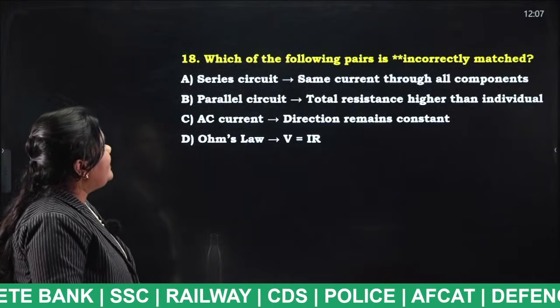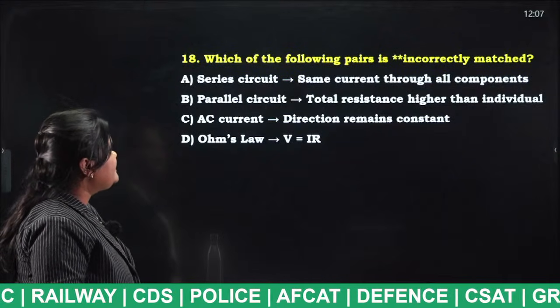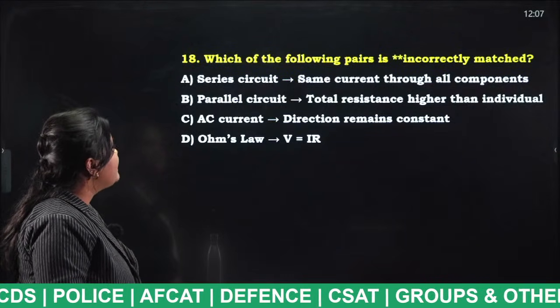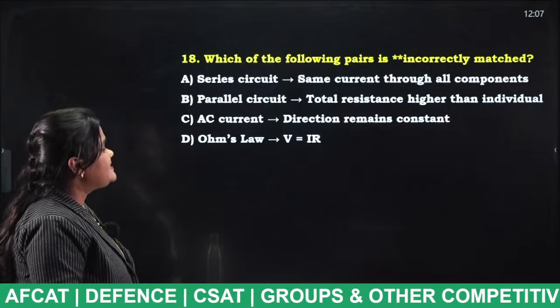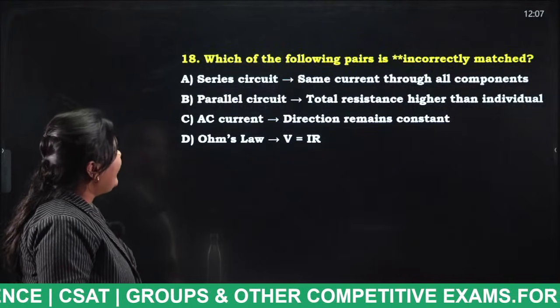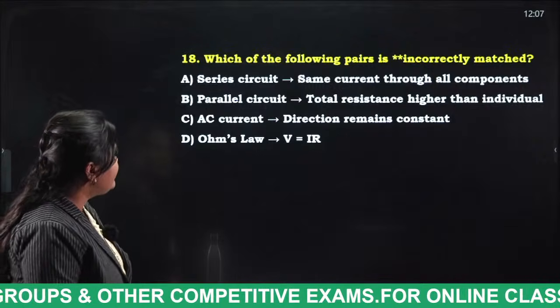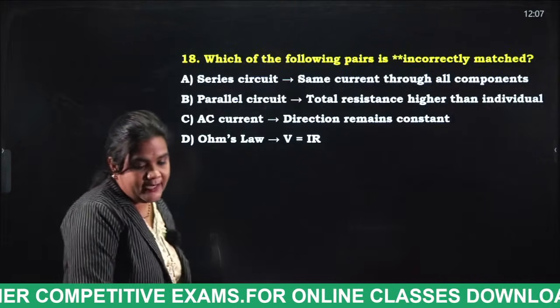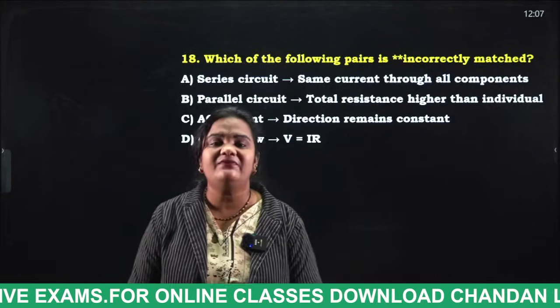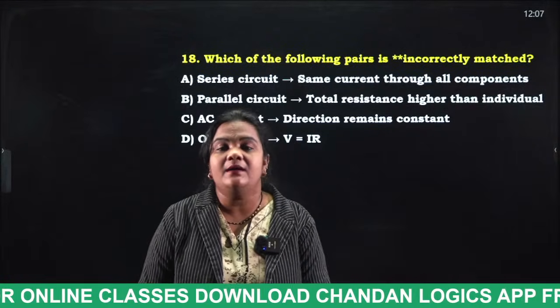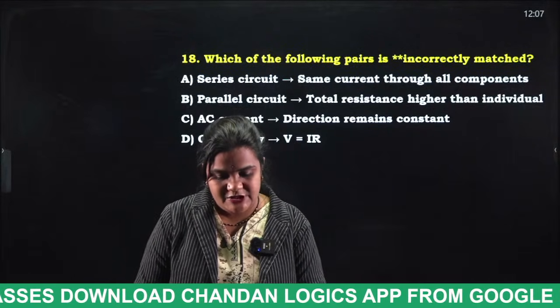Which of the following pairs is incorrectly matched? Series circuit, same current through all the components. Parallel circuit, total resistance higher than individual. AC current, direction remains constant. Ohm's law V is equal to IR. So, identify the incorrect pair and mention your answer in the comment section.